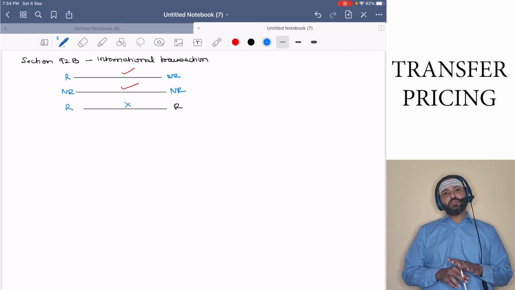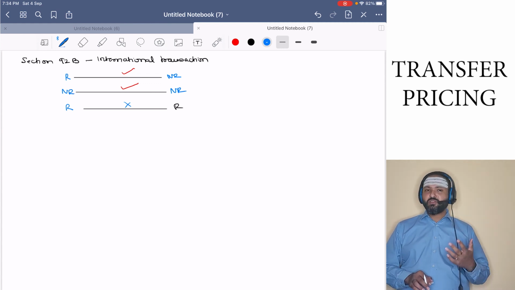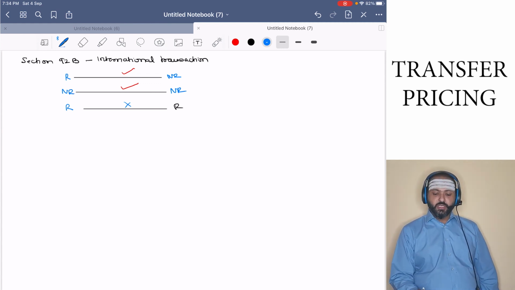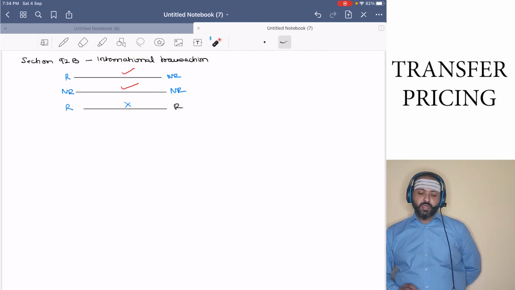Sir, specified domestic transactions, we are not yet there. When we come to that aspect, we will discuss, because right now the definition that we are trying to address is what? International transaction. Okay.